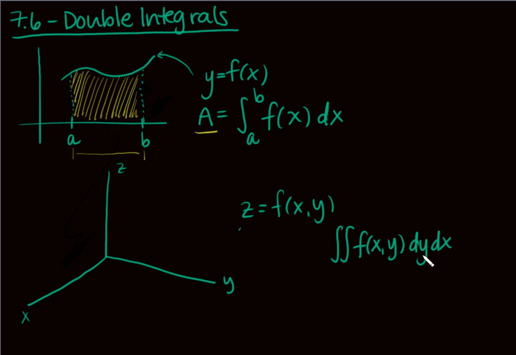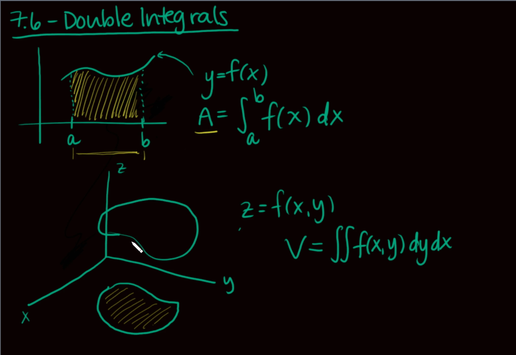Not only am I integrating twice, I'm looking at this dy dx, so maybe I'm taking something in the y direction, and then I'm also looking at how this expands in the x direction. Instead of going over a one-dimensional interval, I am looking at what this function is doing over a two-dimensional region. So I'm going from 2 dimensions into 3 dimensions. And what does that give us? That gives us volume.